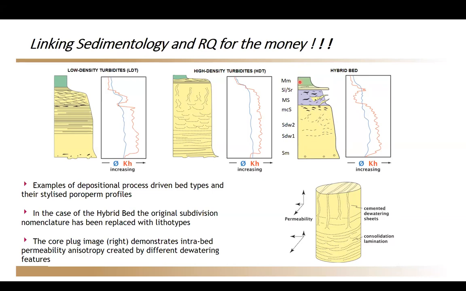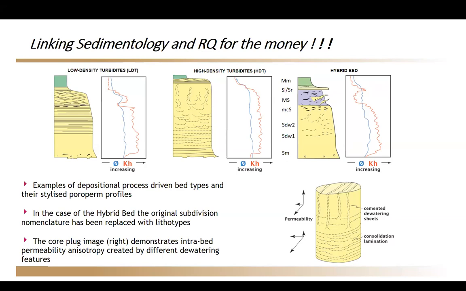For example, if we go to the clean sandstone without using my lithotype characteristics, we will find it composed of two things: a cemented dewatered sheet and a consolidated laminated sheet. In the cemented dewatered sheet, we will find an anisotropy in the permeability, where the vertical permeability is higher than the horizontal permeability, and the reverse in the consolidated laminated sandstone. If we use the old porosity permeability profile, we can't identify the heterogeneity that comes from horizontal and vertical permeability anisotropy.